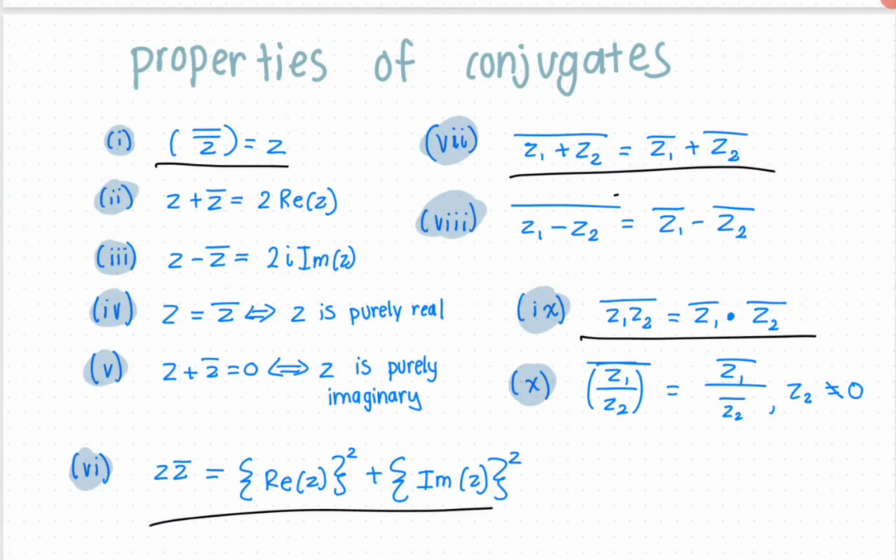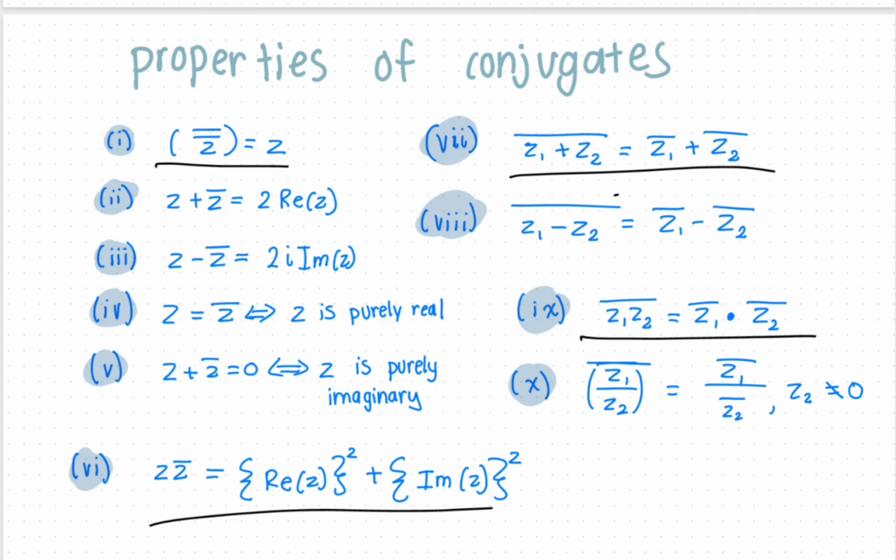On the screen right now are all of the properties of conjugates, and the ones underlined in black are the ones we proved. And hopefully when you were proving them, it wasn't too hard. Just assume z is any complex number, and just go on from there, see if the left-hand side is equal to the right-hand side. If it is, then the property is true. And you can use it in other problems relating complex numbers and their conjugates as well.